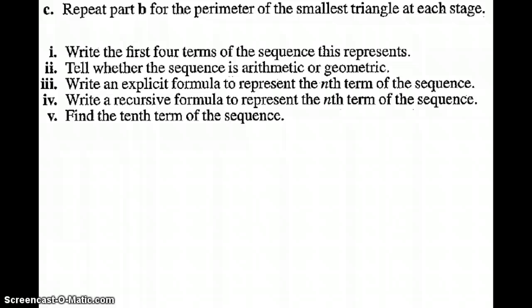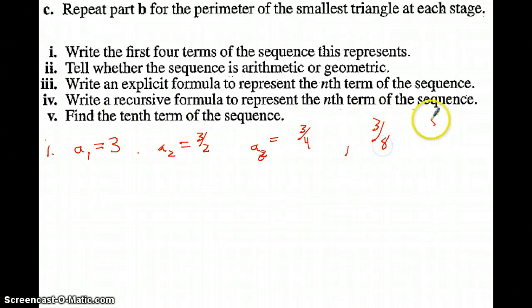Repeat part B for the perimeter of the smallest triangle at each stage. Same sort of deal. What's the perimeter when the side length is 1? Well, then the perimeter would be 3. It's a little bit easier to do, actually. When the side length is half, the perimeter would just be half of that, wouldn't it? When I cut the side length in half from 3, the perimeter is going to be half of that again, etc. So it's 3, cut it in half, cut it in half, cut it in half, cut it in half. There's the first 5.